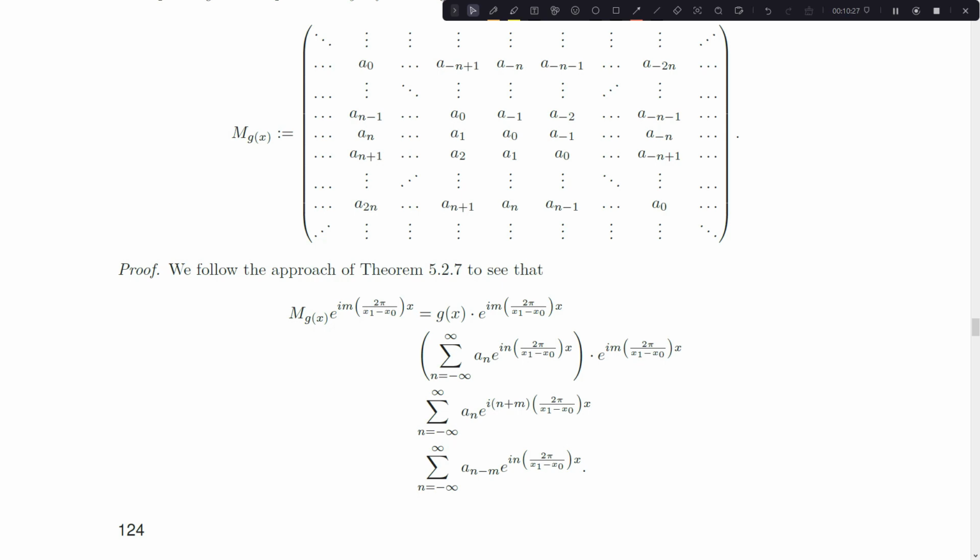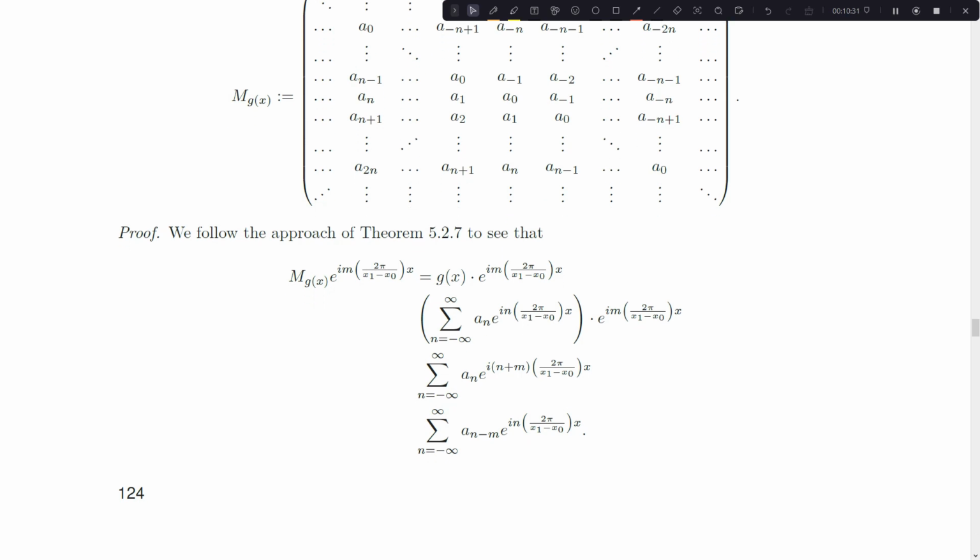And there's a proof, right? So you can see the proof. It has nothing to do with convolutions here. We're just straightforwardly figuring out what the entries should look like.